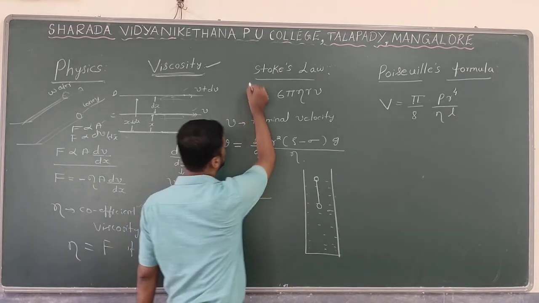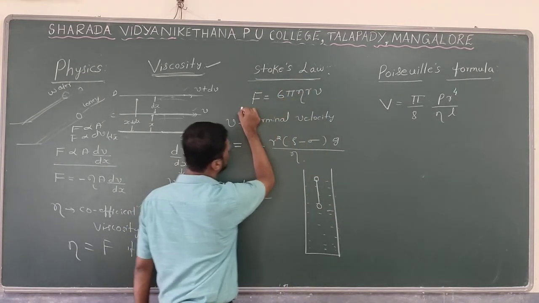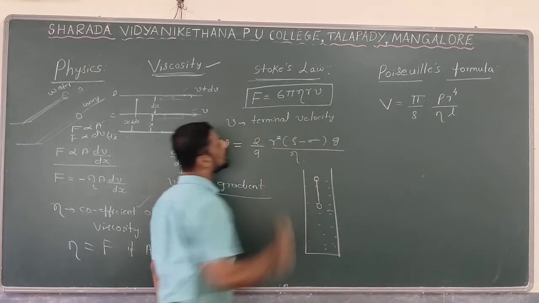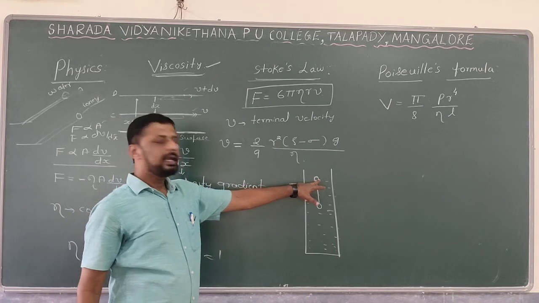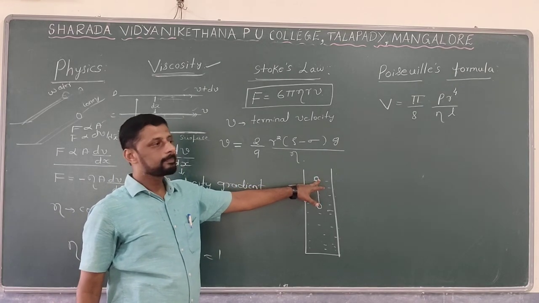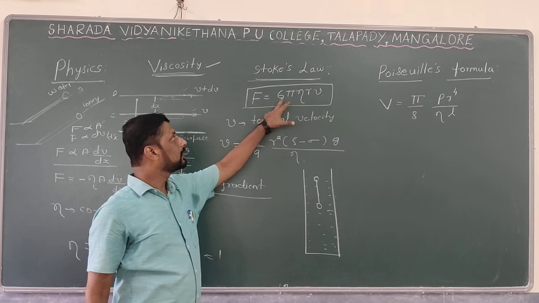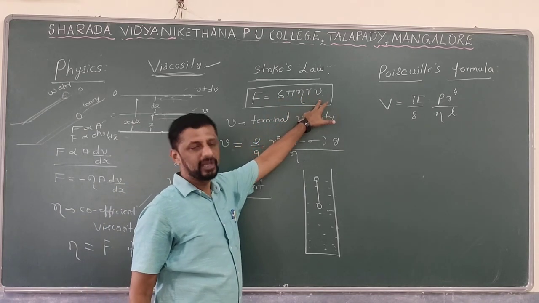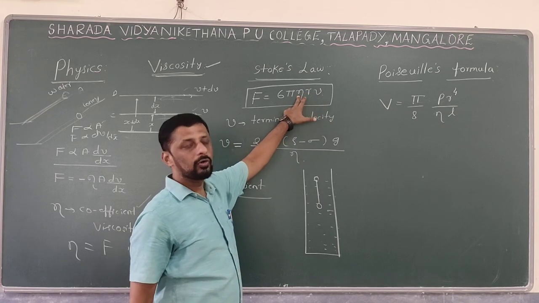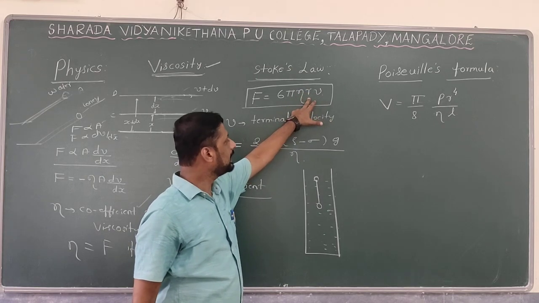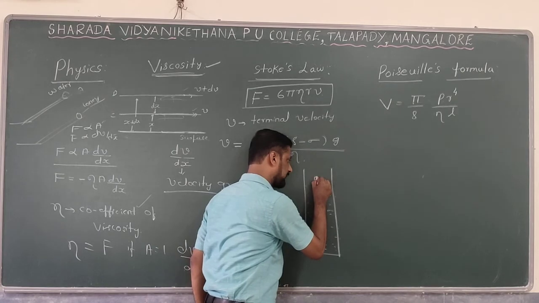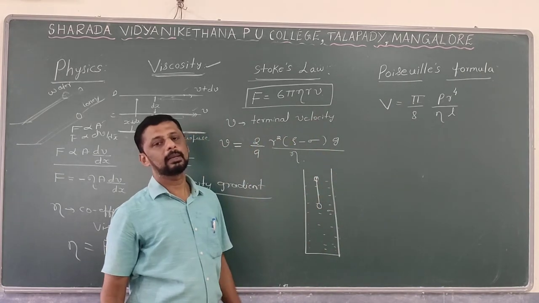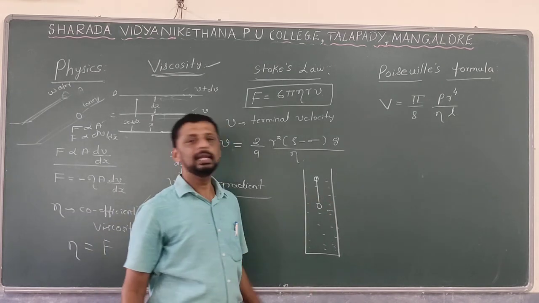That force is given by Stokes law. That is given by F is equal to 6 pi eta R V. The metallic sphere experiences a force which is given by F is equal to 6 pi eta R V, where eta is the coefficient of viscosity, R is the radius of the metal sphere, and V is the velocity with which the metal sphere is moving inside the liquid.